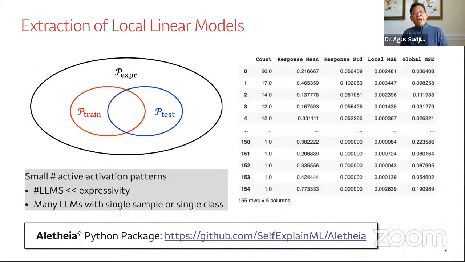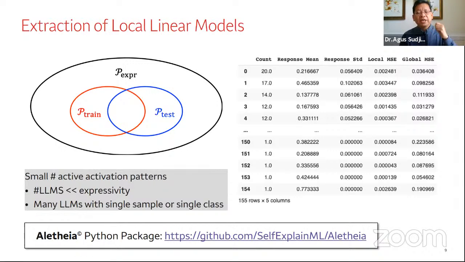Okay, this is what happens. When we extract all those local linear models, the network construction, we call it expressivity. For example, if I just do a single layer and I have 3 nodes, I can have 2 to the power of 3 minus 1.